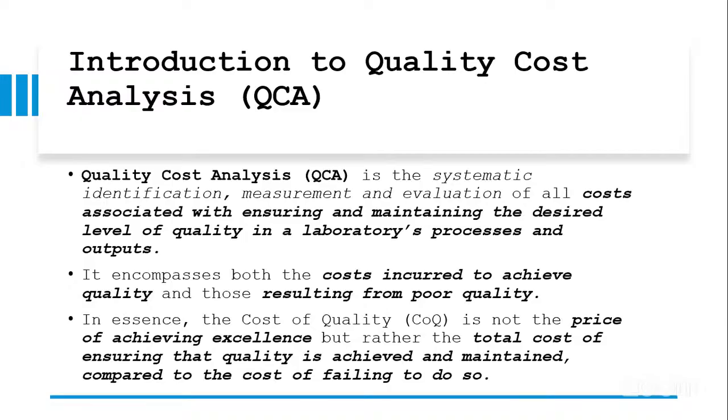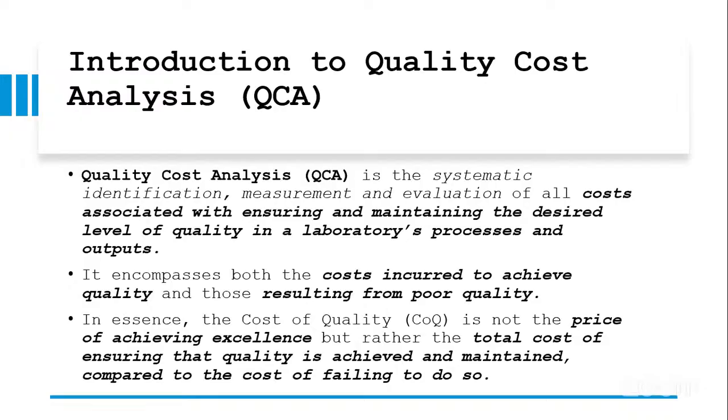Those are costs. When we'll be classifying costs, we'll look at that. The cost that you put in all the way from the moment the sample comes into a lab, or even before, because we have services that come before even sample collection. So it encompasses the entire process, costs incurred to achieve a quality outcome, and those resulting from when you give a poor quality output. So it covers both.